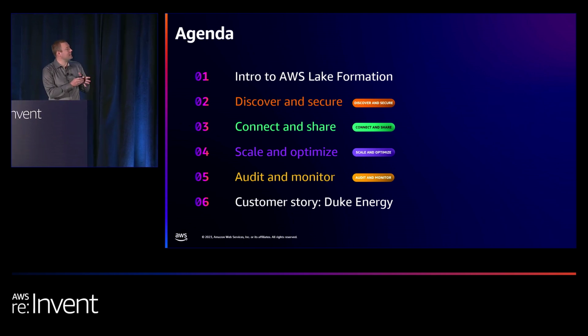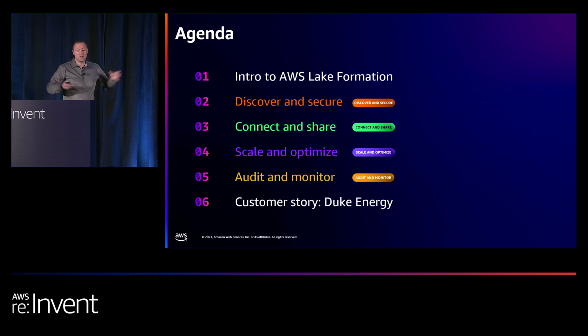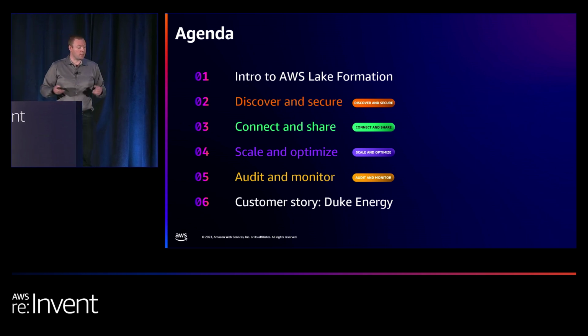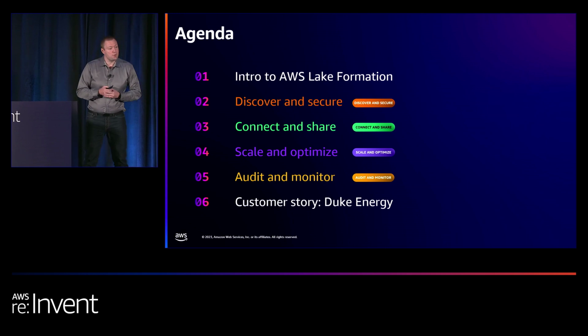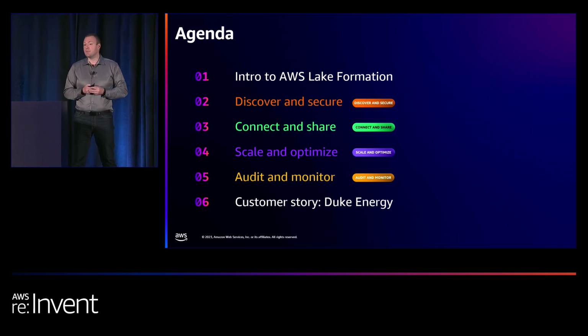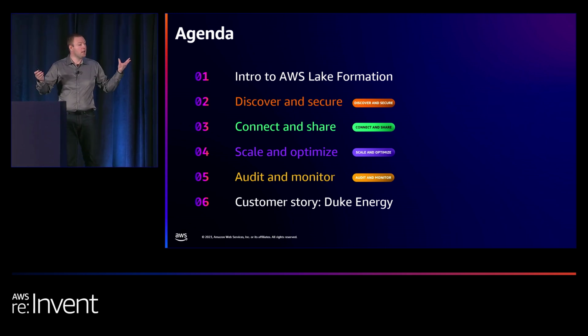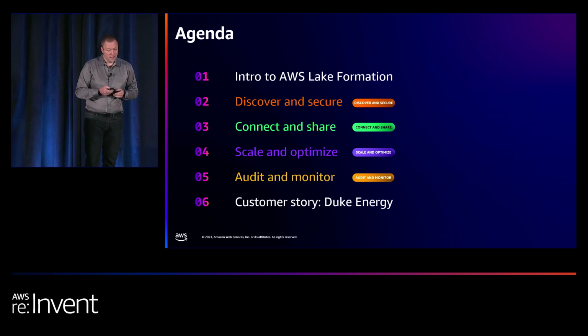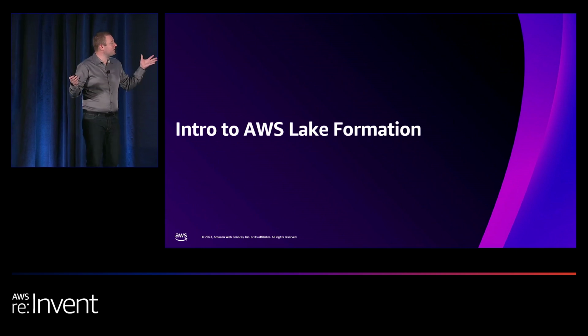To make things slightly easier, we grouped things into 4 major categories. So those are Discover and Secure, Connect and Share, Scale and Optimize, and Audit and Monitor. And at the end, I'm very excited to welcome a special guest on stage, Brad Alford from Duke Energy, to share his journey on using AWS Lake Formation and the Glue Data Catalog. So having said that, let's dive in.